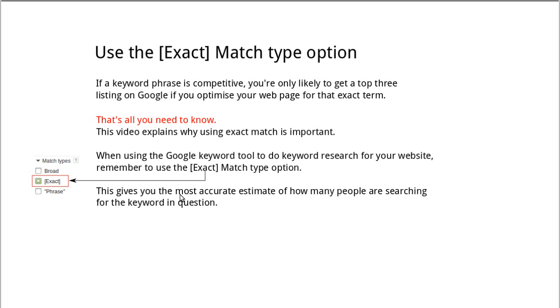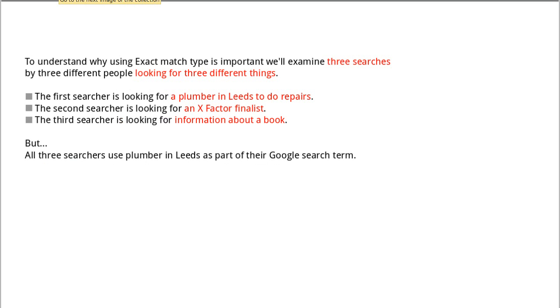This gives you the most accurate estimate of how many people are searching for the keyword in question. The other two won't give you accurate estimates for what we need when we're search engine optimizing a page. The other two options won't give us the accurate results that we need.